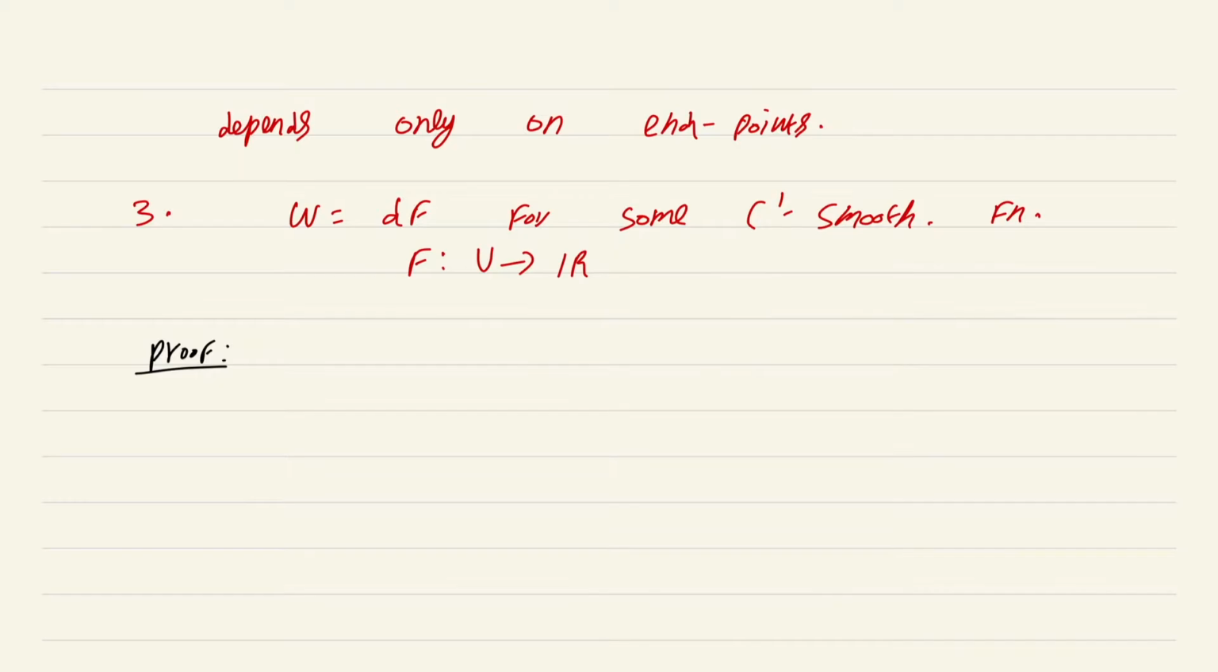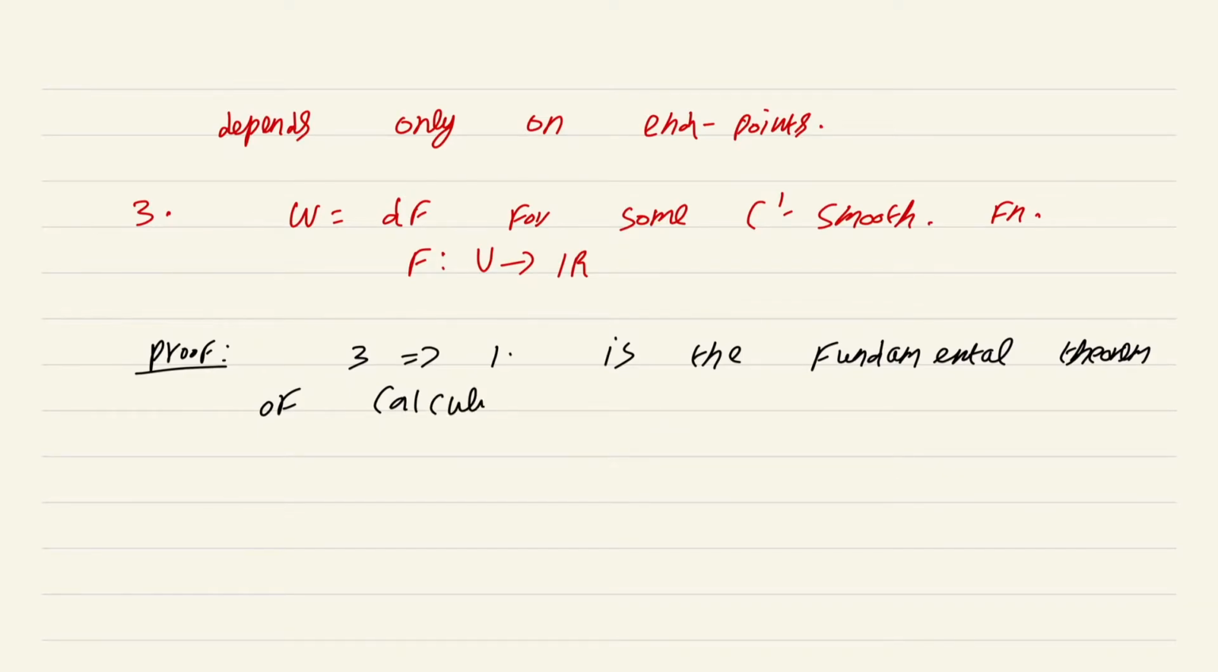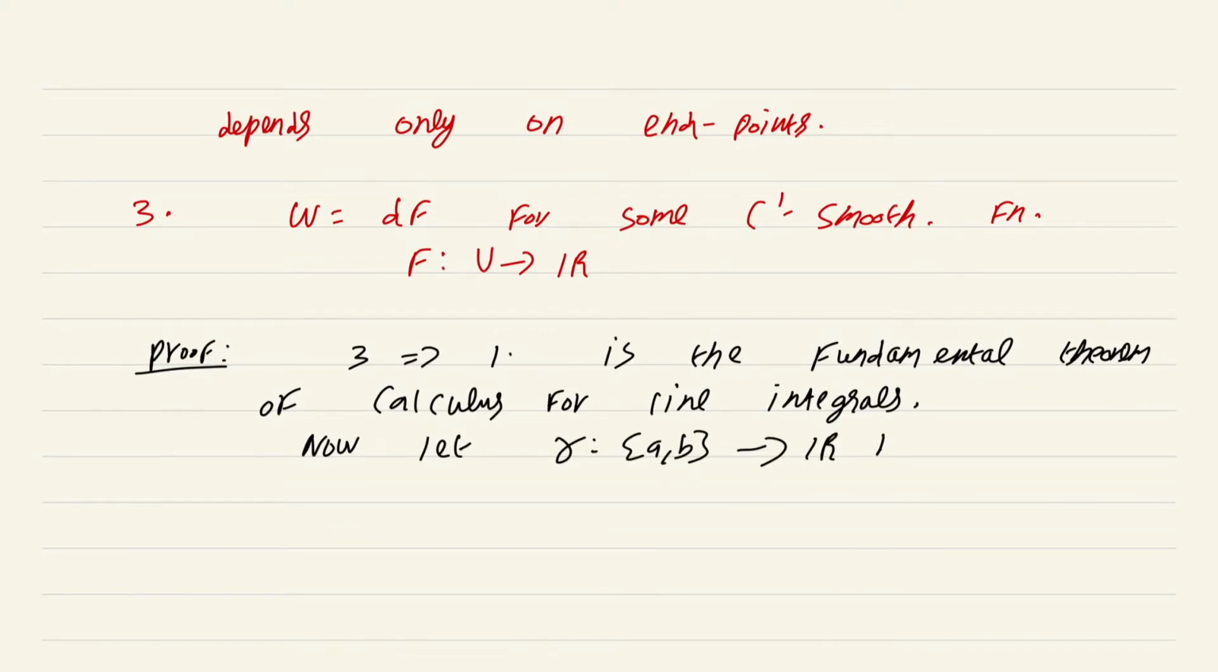Now 3 implies 1 is nothing but the fundamental theorem of calculus for line integrals. We have already shown this in the previous video. Okay. Now let gamma from A,B to R be a path.